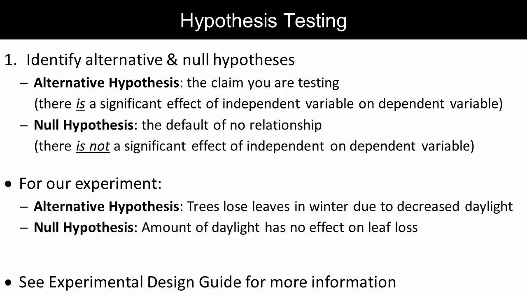The hypothesis I just mentioned is actually our alternative hypothesis. It's an alternative to the null hypothesis that leaf loss is not affected by the amount of daylight. The null hypothesis, the independent variable not affecting the dependent variable, is our default assumption. Through our analysis, we will either reject our null hypothesis, which supports our alternative hypothesis, or fail to reject the null hypothesis, in which case the alternative hypothesis is not supported. We never absolutely prove anything in science, and certainly not from a single experiment.